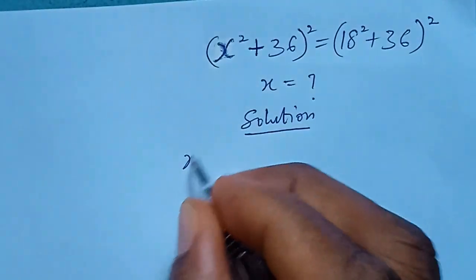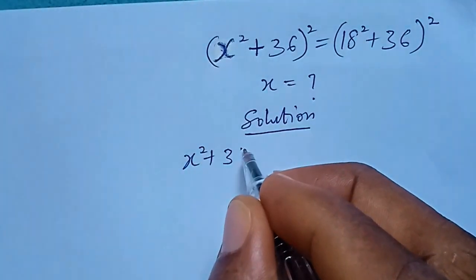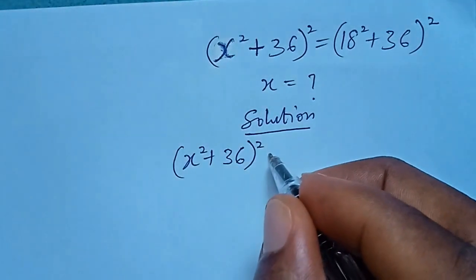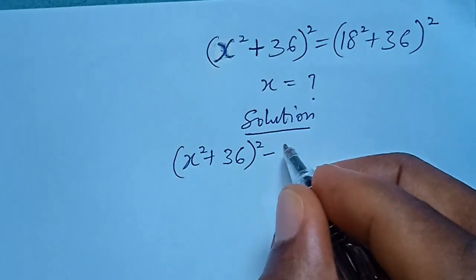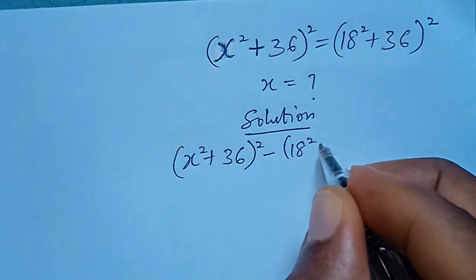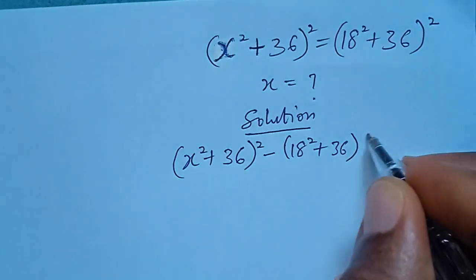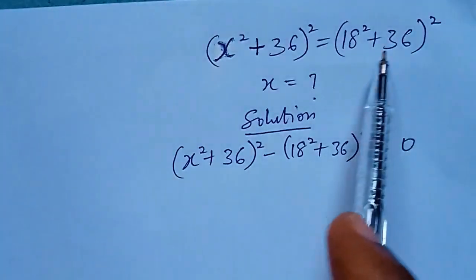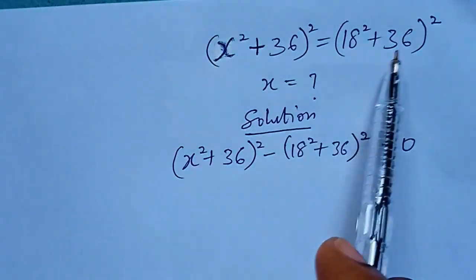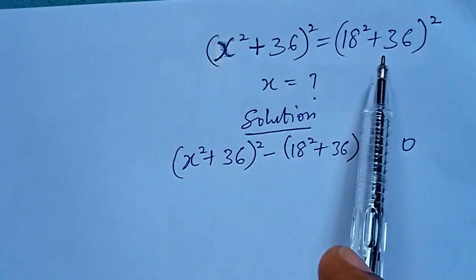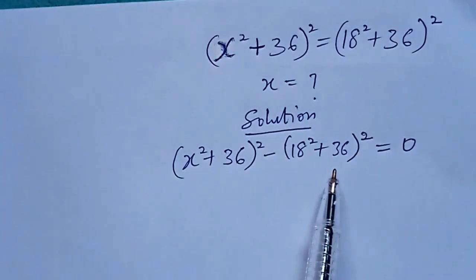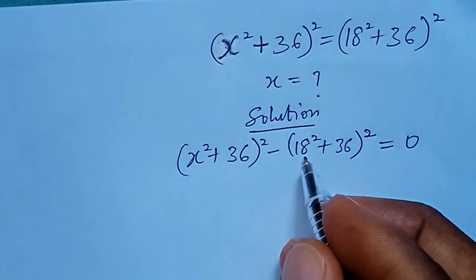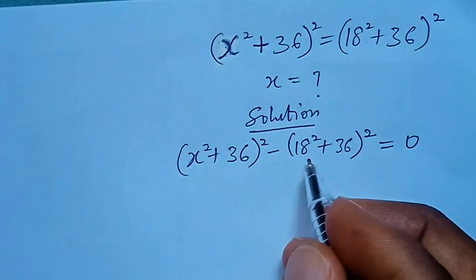So we then have (x squared plus 36) raised to power 2 minus (18 squared plus 36) raised to power 2 equals 0. That is, if we subtract both sides with the expression at the right hand side. So then we get this. From this step, we simplify what is in the bracket.